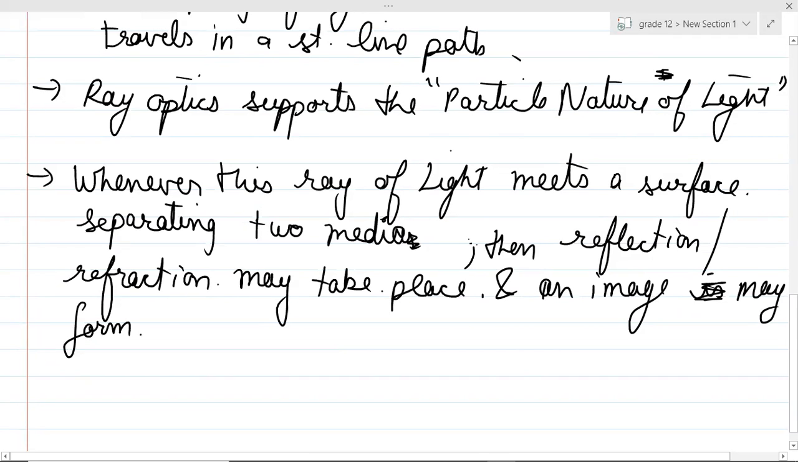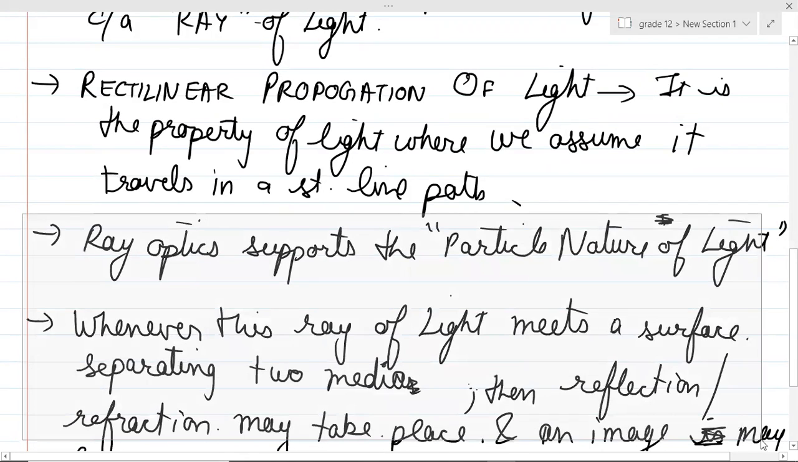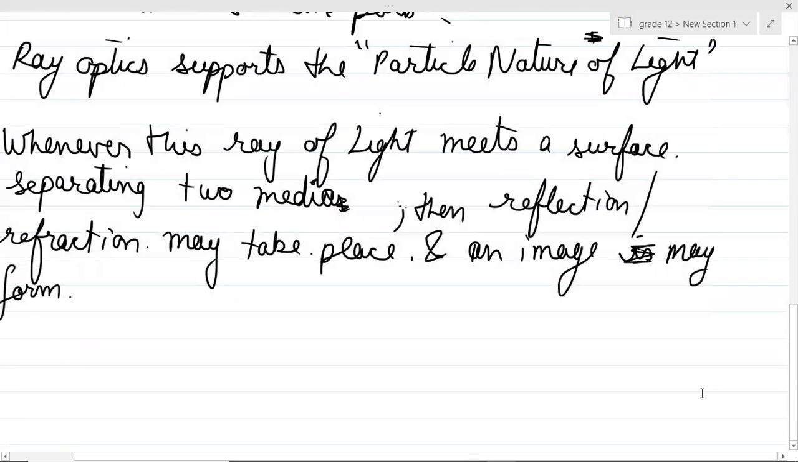Please remember, guys, ray optics focuses on rectilinear propagation only, the tendency of light to travel in a straight line. You can say it is the property or tendency of light where we assume it to travel in a straight line path, or the tendency of light only to travel in a straight line path. Shall I give you the technical definition? Is it fine? It's fine, sir. So you can write, the tendency of a light ray to travel in a straight line in one particular medium is called what?